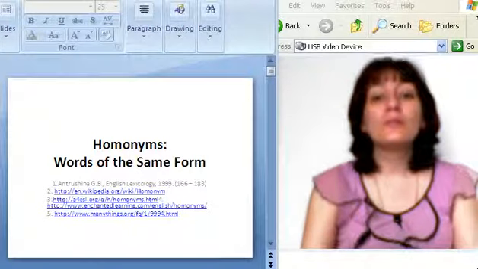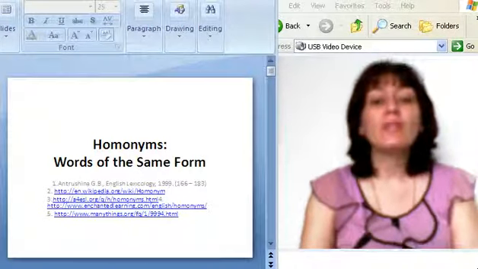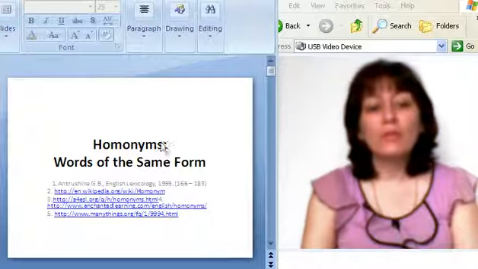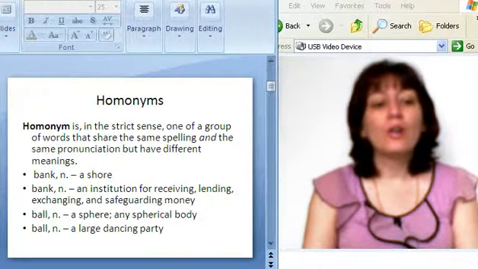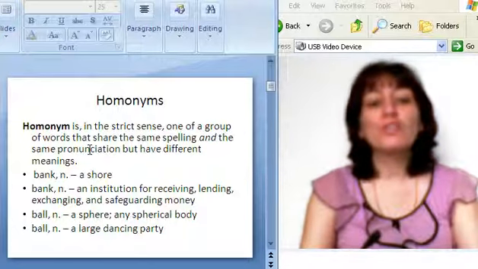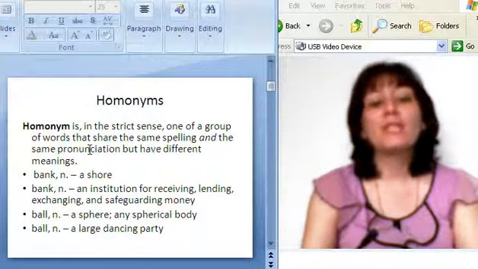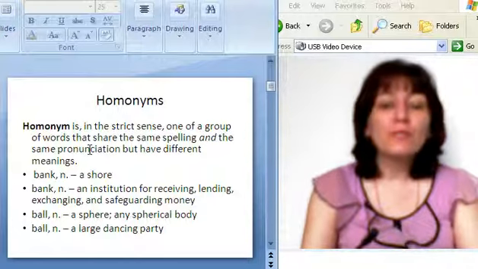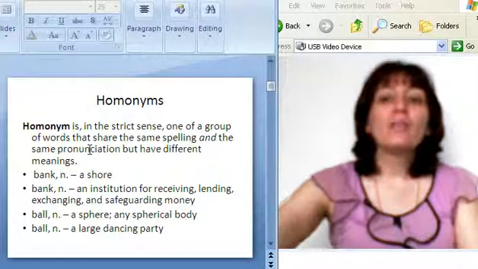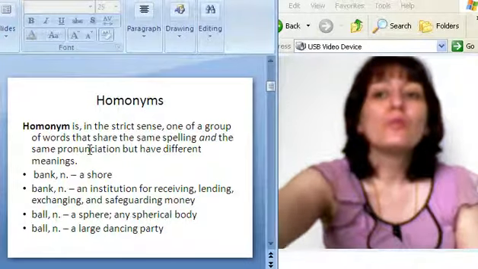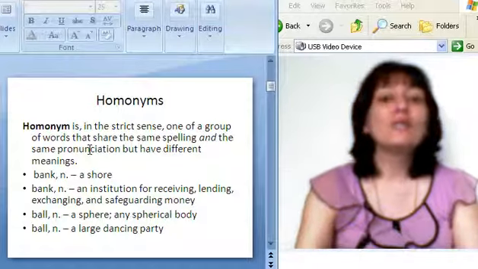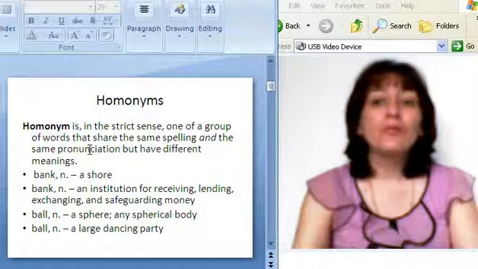Now let us deal with the problem of homonymy, and let us speak about homonyms as words of the same form. And now let us try to define the word homonym. A homonym is, in the strict sense, one of a group of words that share the same spelling and the same pronunciation, but have different meanings. So in other words, homonyms can be said to be the words which are identical in sound and spelling, or at least in one of these aspects, but different in their meaning.